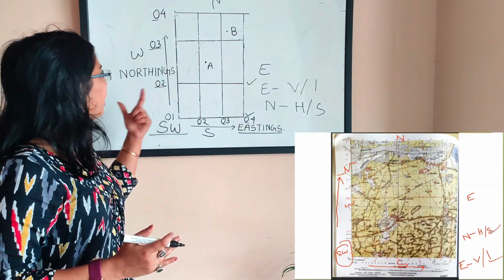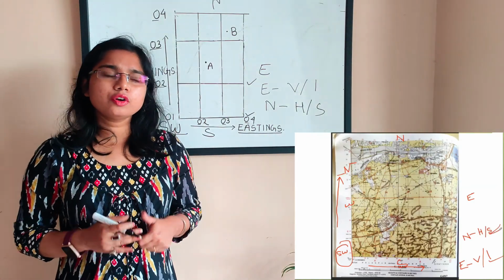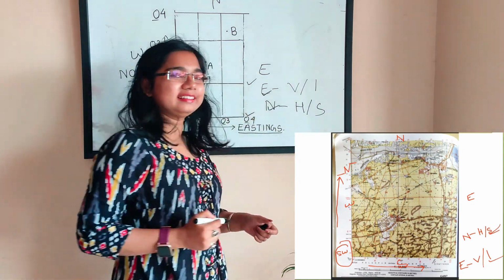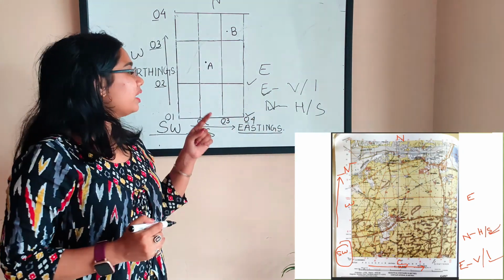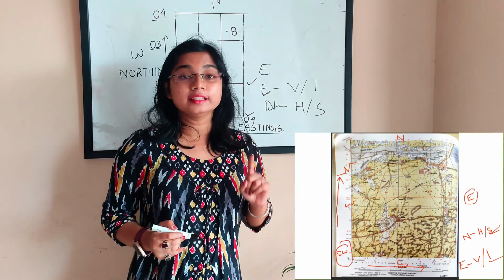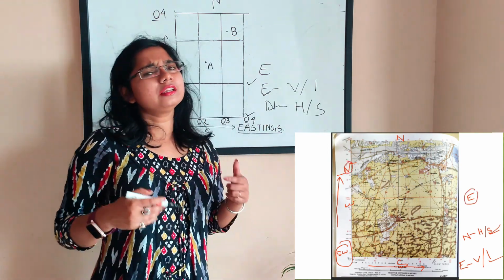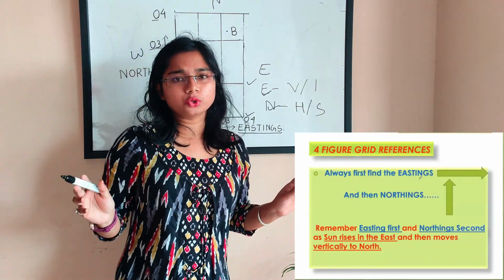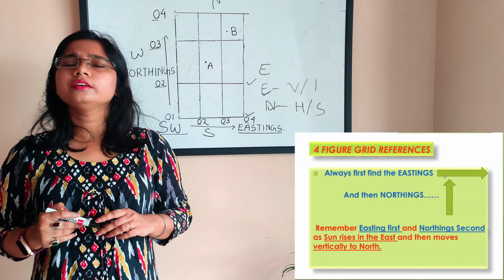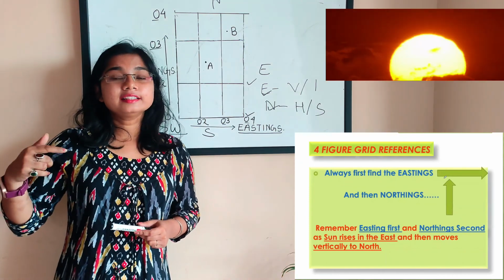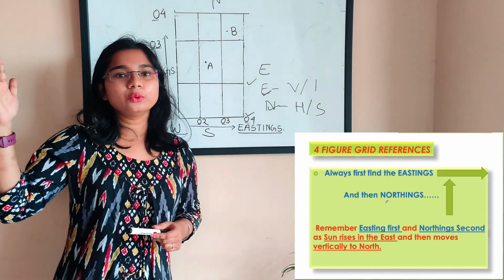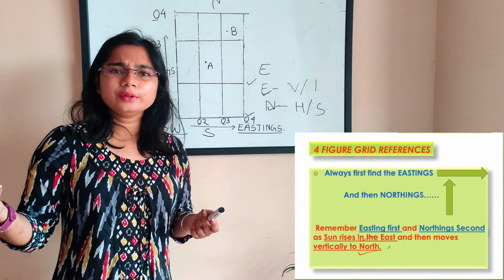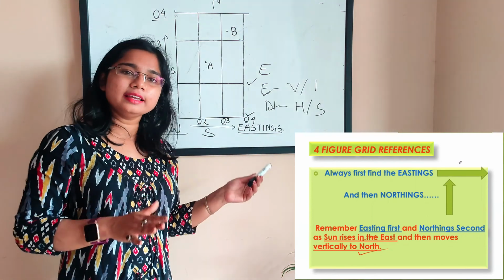Now, to find the location of a place, from where should I start the journey? From easting or northing? Please keep in mind, we have to start our journey from eastings. Children make mistakes even in the exam. They start their journey from the northings and everything goes wrong there. So here you can remember the sun rises in the east, then it vertically goes towards north. So we also have to start our journey with the sun only. We have to start our journey from the east.